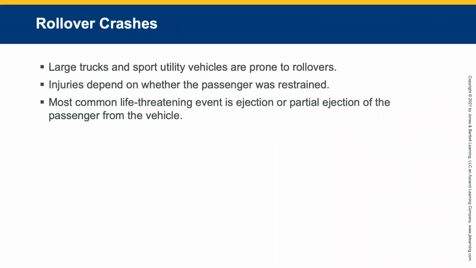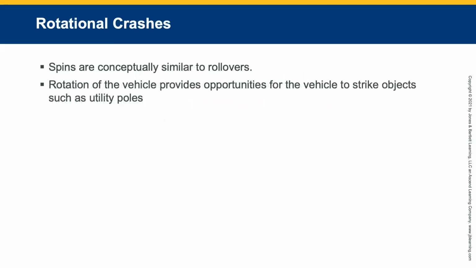Rollover crashes. Large trucks and sport utility vehicles are prone to rollover because of their higher center of gravity. Injuries depend on whether the passenger was restrained. The most common life-threatening event in a rollover is ejection or partial ejection of the passenger from the vehicle. Even when restrained, the passenger can sustain severe injuries. Rotational crashes, which means they're spinning, are conceptually similar to rollovers. The rotation of the vehicle as it spins provides opportunities for the vehicle to strike objects such as utility poles.